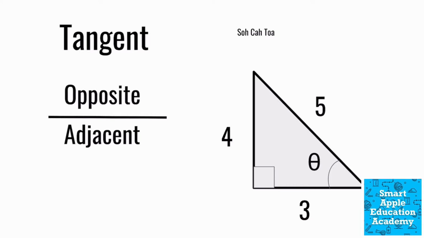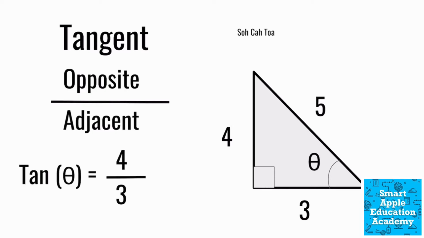Remember, tangent's ratio is opposite over adjacent. So what is opposite of theta? Opposite of theta is a leg that is 4 units long, and adjacent to theta is a leg that is 3 units long. So the tangent of theta is 4 over 3. We have figured out that the tangent of theta is 4 over 3, because opposite of theta is 4, and adjacent to theta is 3.